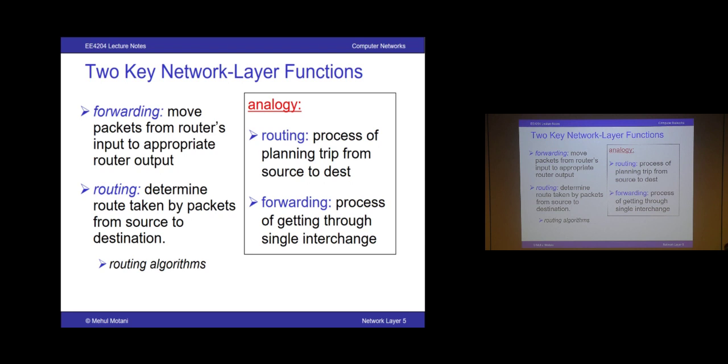Forwarding is the process of pushing a packet from an input interface to the correct output interface. For example, a router can have 4 or 5 interfaces. Let's say a packet comes in on interface 1, but the destination is available on interface 5. Transferring it from interface 1 to interface 5 is the forwarding problem.